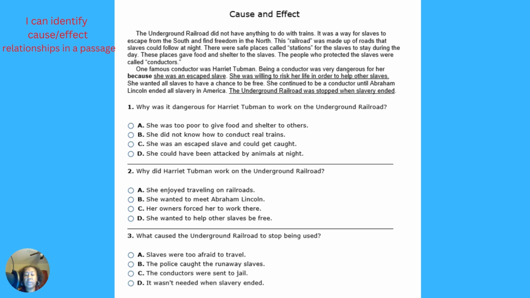Now, why was it dangerous for Harriet Tubman to work on the Underground Railroad? A, she was too poor to give food and shelter to others. B, she did not know how to conduct real trains. C, she was an escaped slave and could get caught. Or D, she could have been attacked by animals at night. I'm going to give you one moment to answer this question.